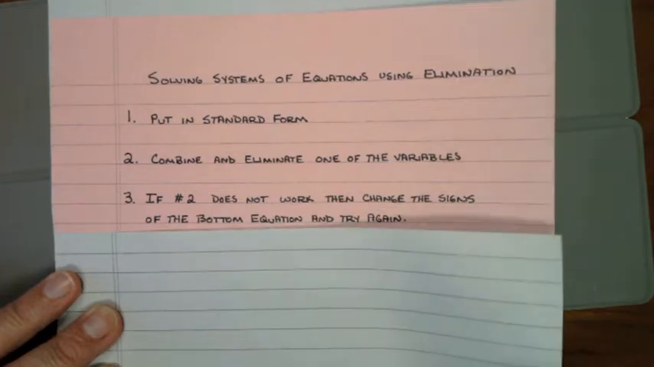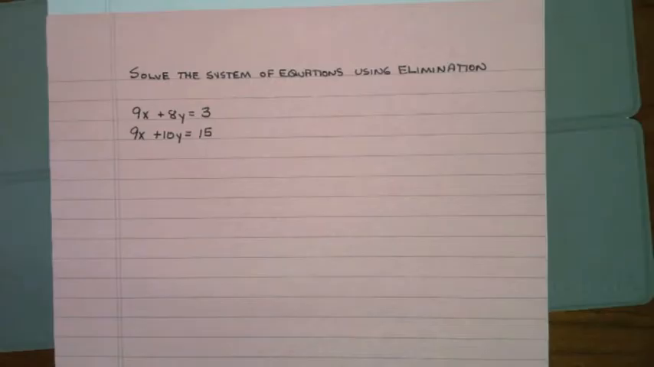We're going to do an example of one like this. Here's an example of a system of equations that, when we push them together, one of the variables is not eliminated.